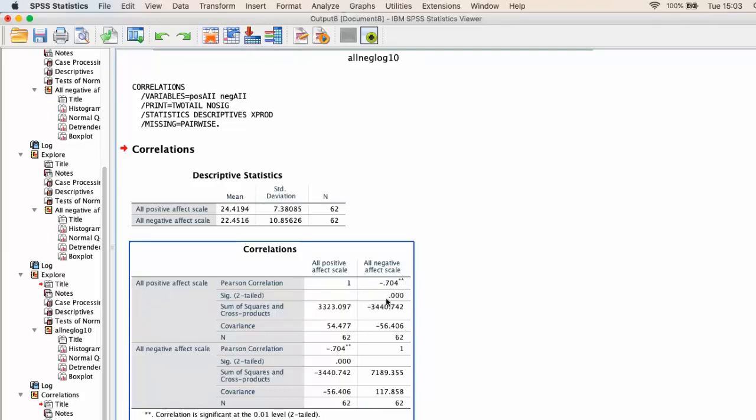Sorry, I had a brain fart for a second. I lost myself. I was like, what is going on? 0.05, you mean? You said 0.01? Yeah, 0.001.